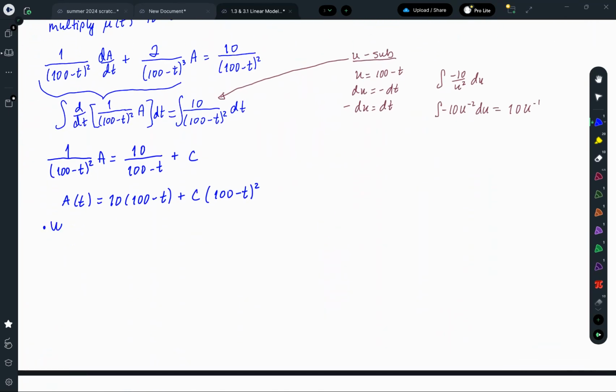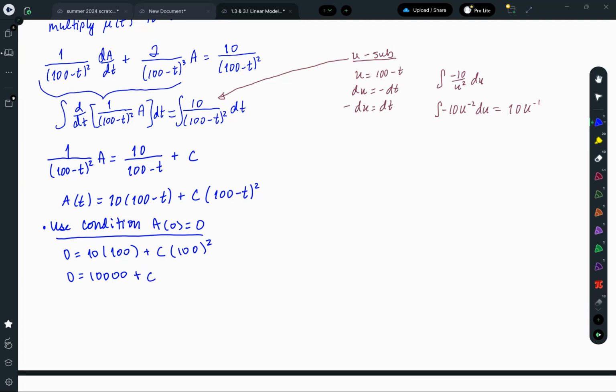Okay, so now we're going to use the condition a of 0 equals 0. So we get 0 equals 10 times 100 plus c times 100 squared. Okay, so on the right, 10 times 100 is 1,000. 0 is equal to 1,000.